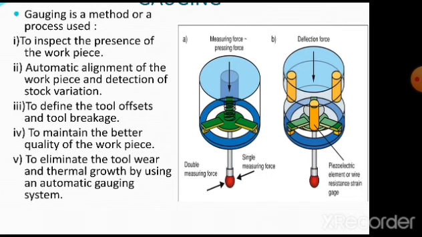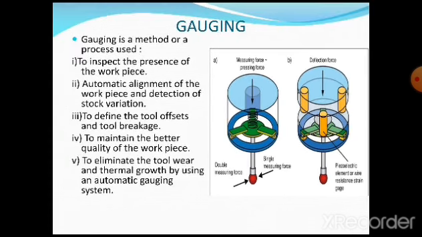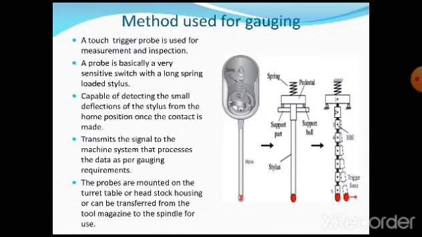To eliminate the tool wear and thermal growth by using an automatic gauging system. An automatic gauging system provides the detection of thermal growth, that is the increase in temperature whenever a machining operation is being carried out, or whether any tool wear or cutting edge wear is detected. All that function is carried out by a system known as gauging.